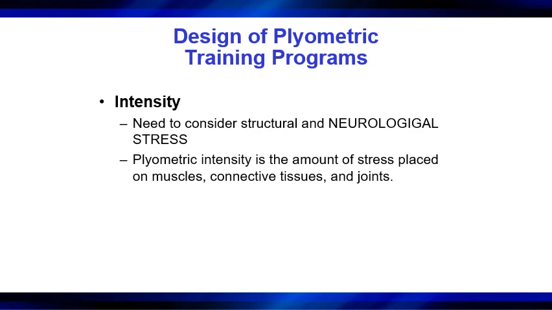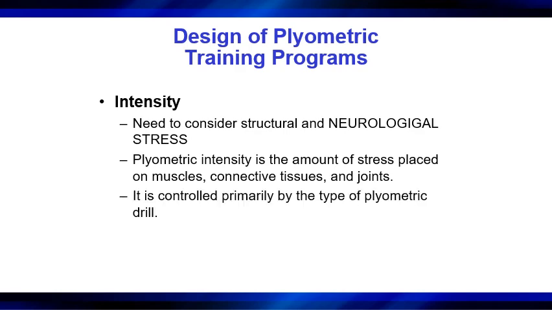Plyometric intensity is also going to include these structural components: muscles, connective tissues, joints. Basically all the tissue in the body is going to be stressed pretty hard by plyometrics. And you're going to control intensity primarily by the type of drill you're doing. I'm encouraging you to go into the exercise index in the chapter and go through those. Category-wise, depth jumps are always the most intense.